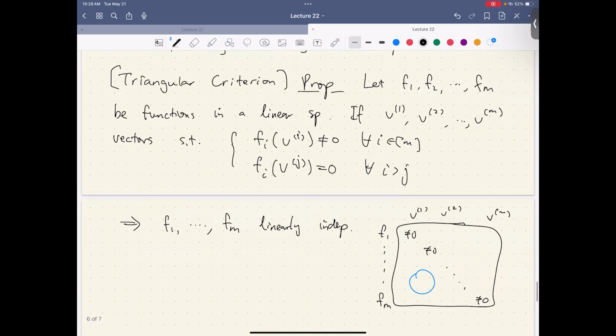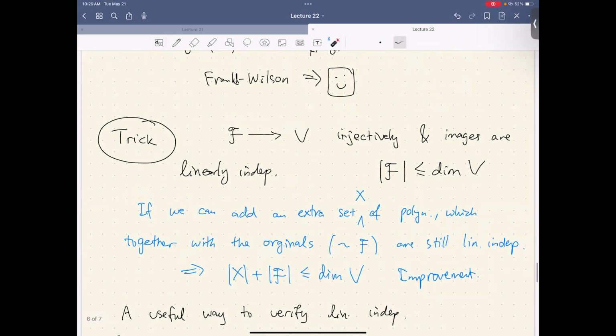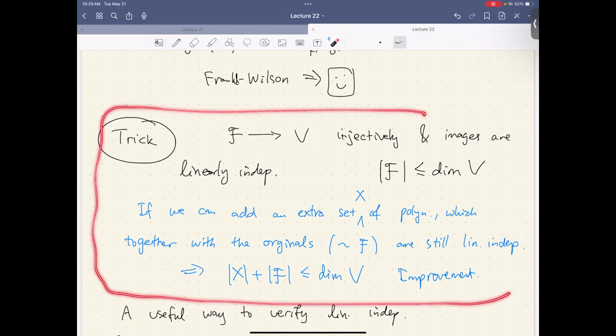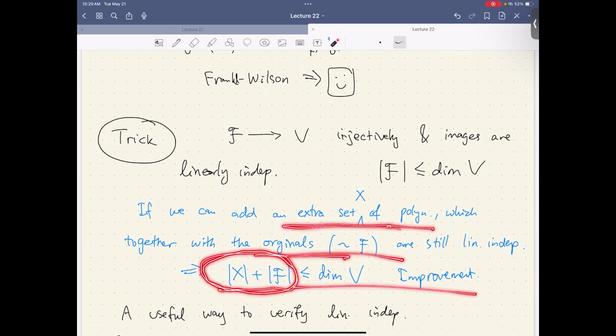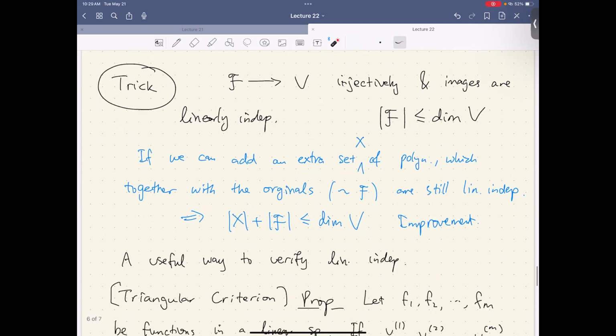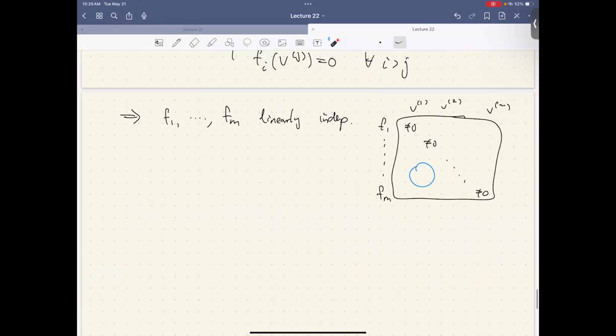So one example of this new trick to the dimension argument, by adding an extra set of polynomials that are linearly independent with respect to the original sets, is Katona's intersection theorem. So let's see Katona's intersection theorem.